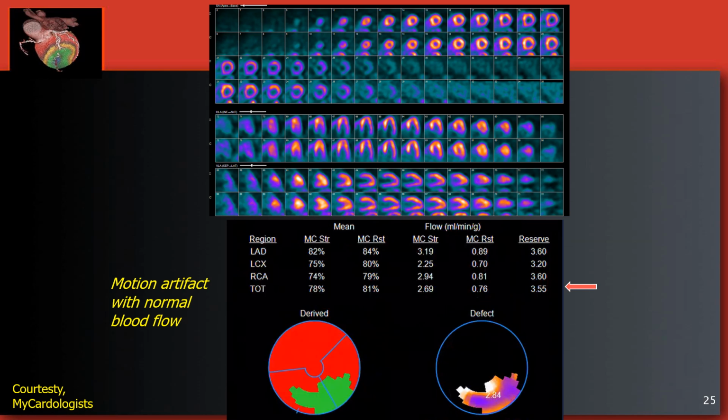So this is another one where if you look at the images here in the short axis on the stress, it kind of looks like there's a defect in the inferior lateral wall. And that's a common location for motion to create an artifact, and you see it on several slices. So it's kind of questionable, but if you go to the reserve, it looks normal. And so this is a motion artifact with normal blood flow.